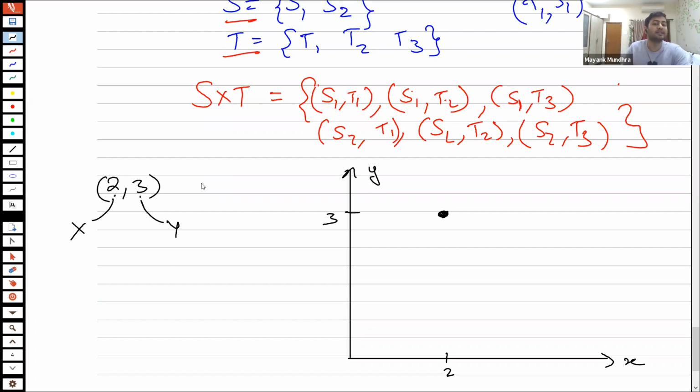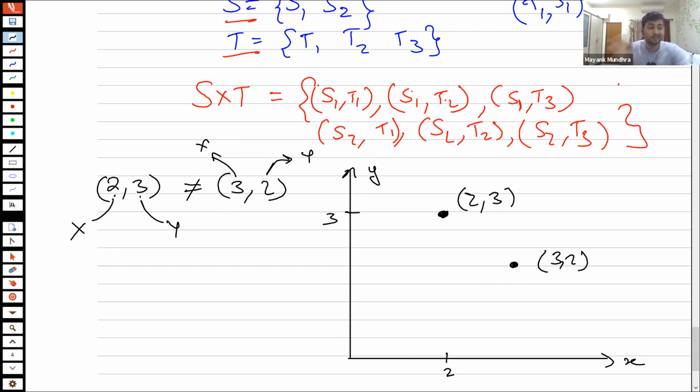Now 2, comma 3 is not equal to 3, comma 2, because in 3, comma 2, 3 is amount of good X and 2 is amount of good Y. Right? So 3, comma 2 is this point. This point is 3, comma 2. Whereas this point is 2, comma 3. So these are different points, 2, comma 3 and 3, comma 2. These are different points. So that's your Cartesian product.